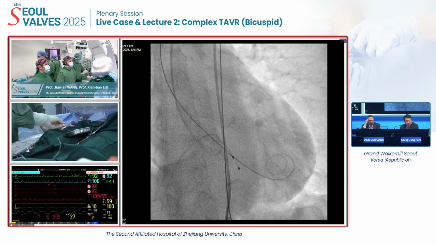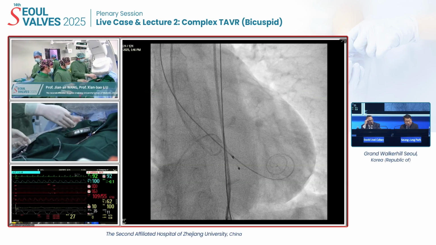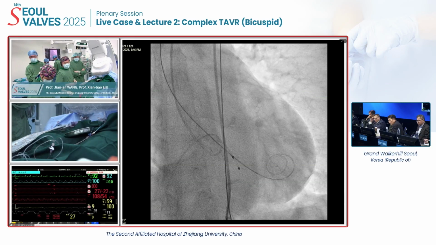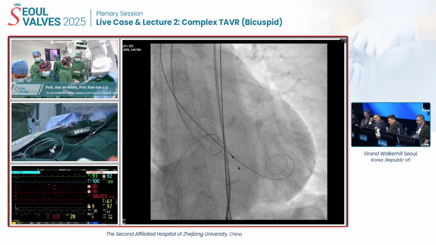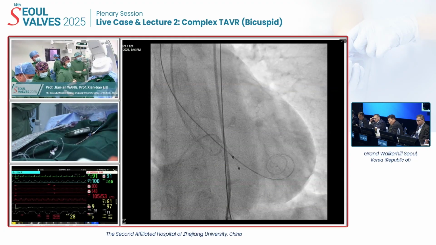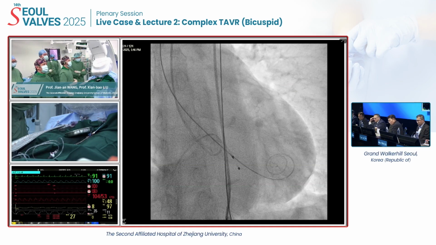Got it. Okay. So you're going to use the 26 though, right? Yes, we are going to use the regular size. But in this case, we usually use the self-expanding device for bicuspid. But in this case, we had a discussion before the procedure. We think maybe it's better to use the balloon expandable device. The patient is very fragile, low weight, BMI is very low, and also ejection fraction is not good. It's only 38%. Actually, our surgeon declined the surgery on the patient.